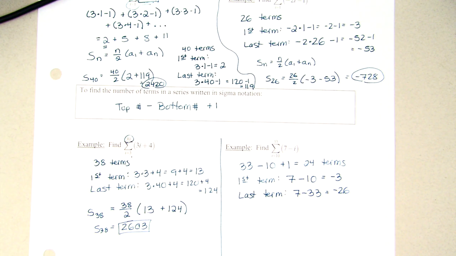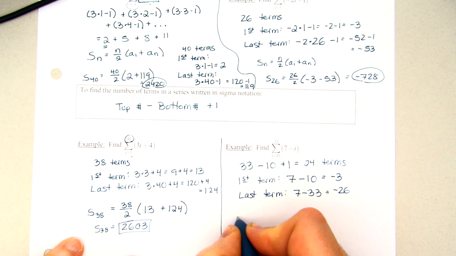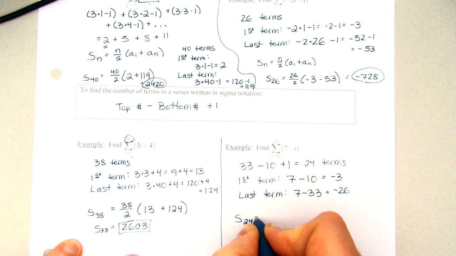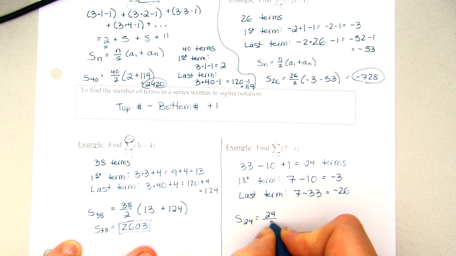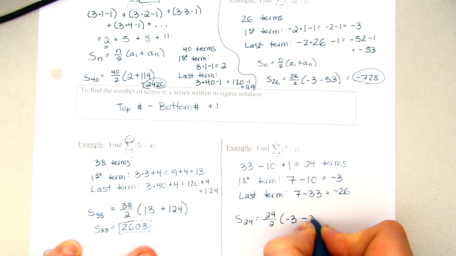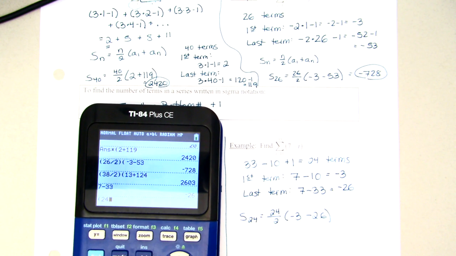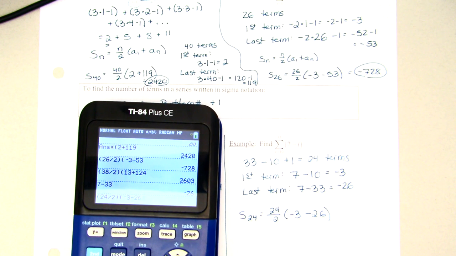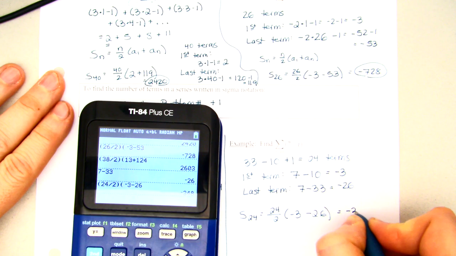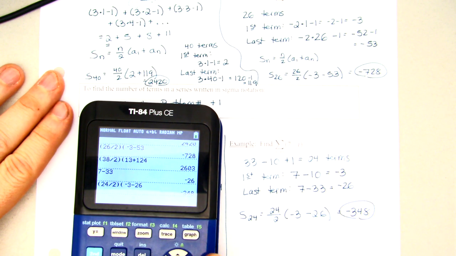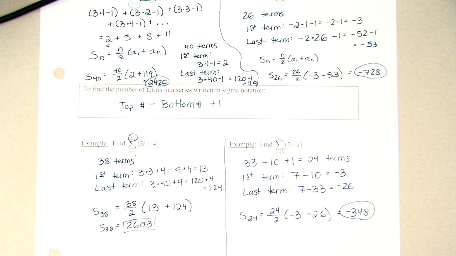Okay, go figure out the sum now. S sub 24 should equal 24 over 2 times negative 3 minus 26. 24 over 2 times negative 3 minus 26, that gives me negative 384. Negative 300, sorry, 48. If you add up everything in that sigma notation, you'll get negative 348.